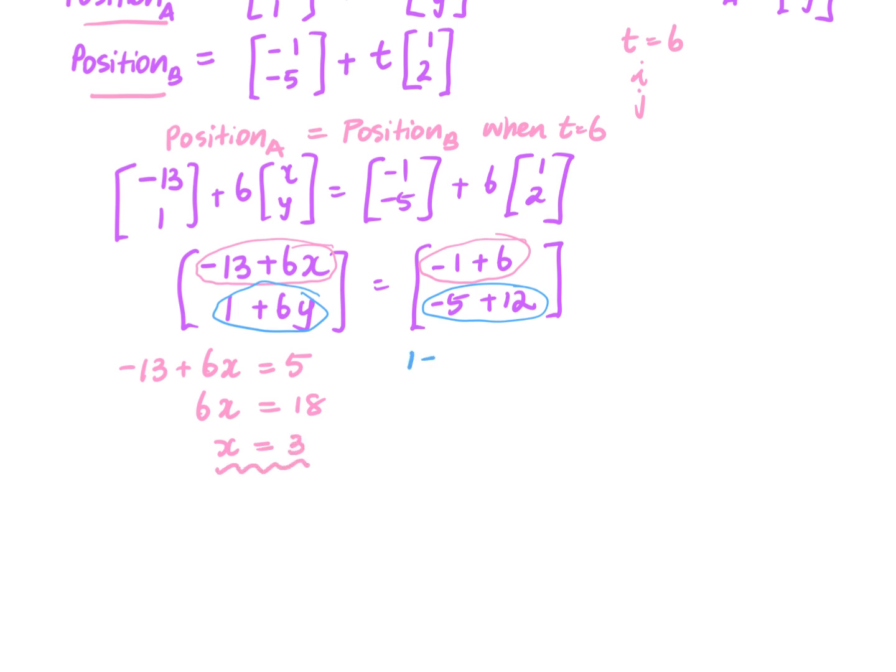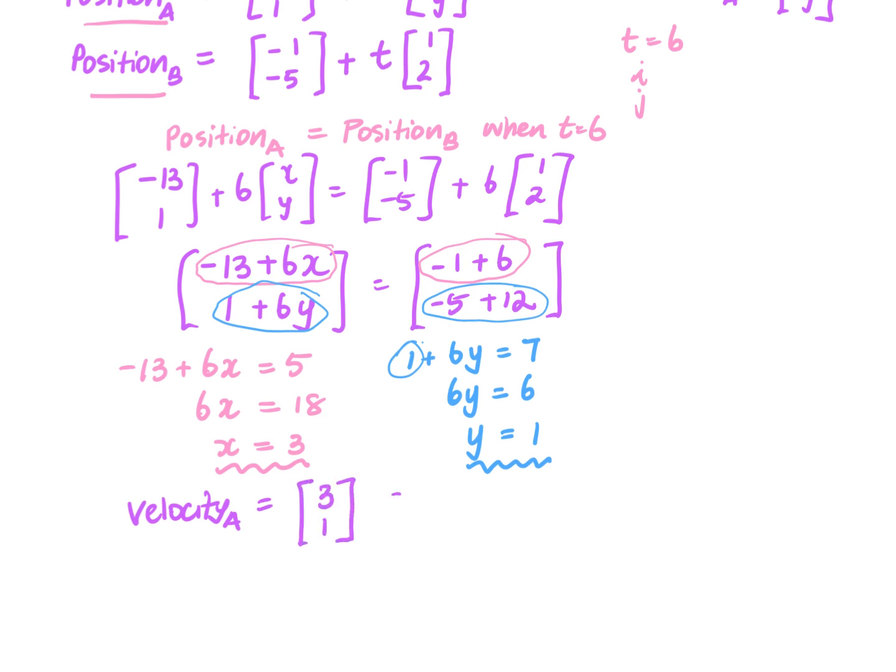Next one I've got over here: 1 plus 6y equals -5 plus 12, that's the same as 12 minus 5, which is 7. Now I've got 6y equals 7 minus 1, which is 6, which gives us y equals 1. So the velocity of A is (3, 1), or we could write it as 3i plus j.